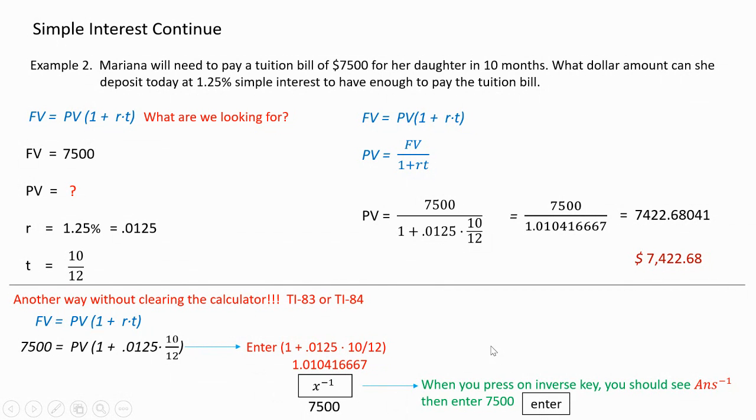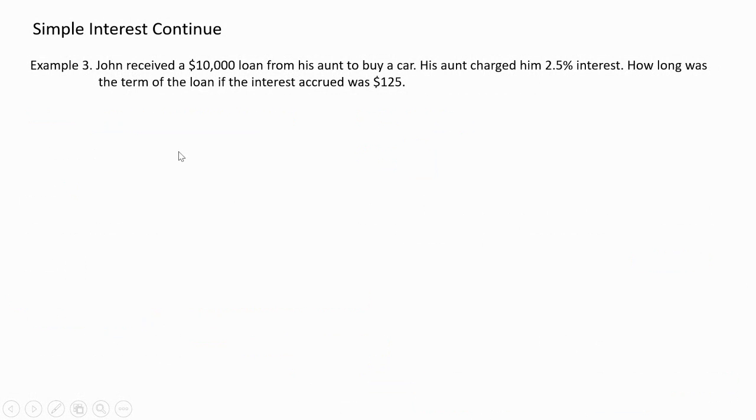Okay. And then you enter, and that's the answer. So again, when you press the inverse key, after you get this right here, 1.010416667, you press the inverse key, which is this key here, and then you're going to see this in your calculator, Ans to the -1, and then you enter 7,500, then you enter it again, and you get the answer.